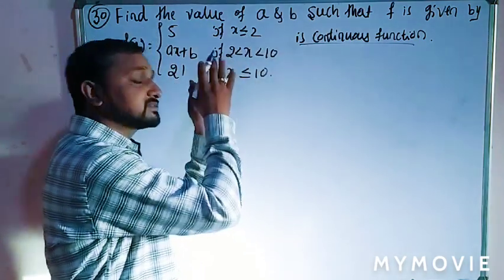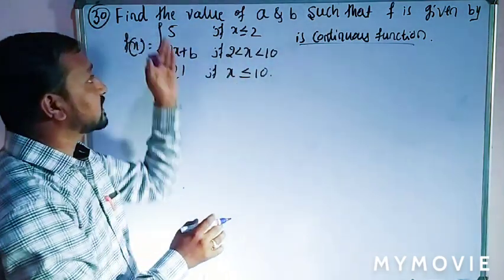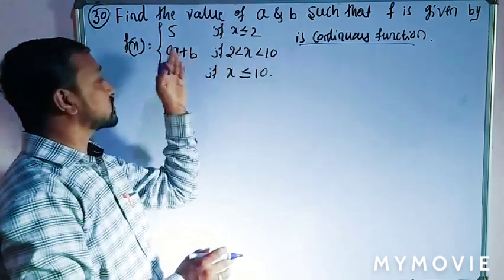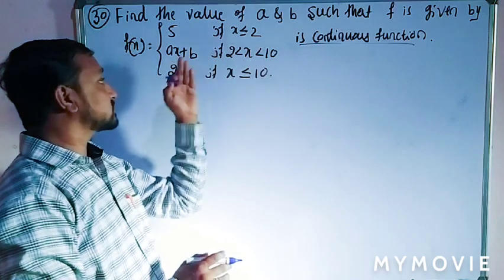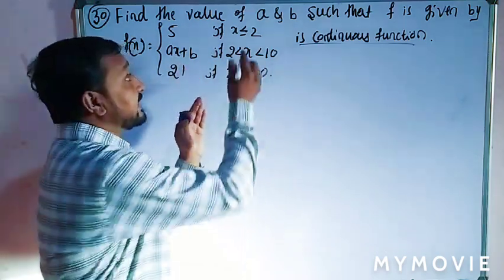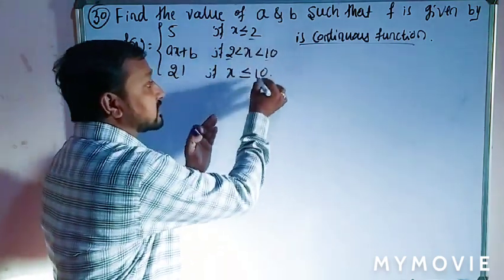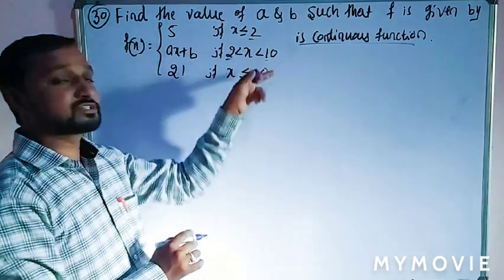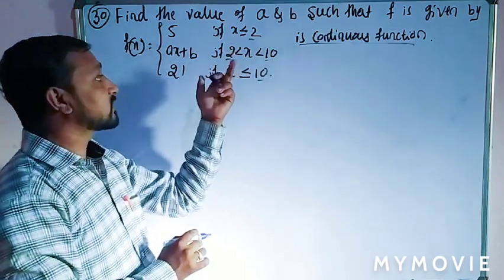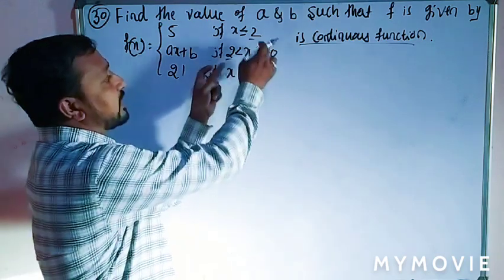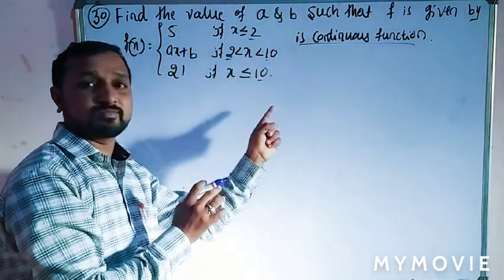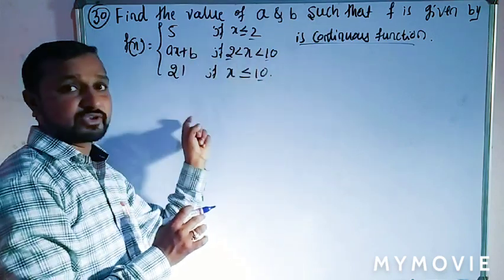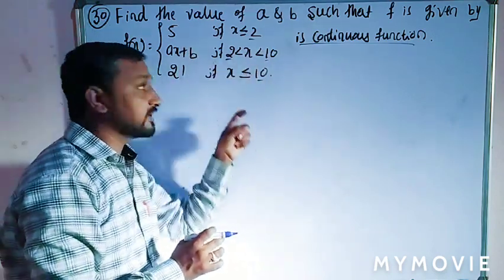The whole function should be continuous for x less than 2, and for x between 2 and 10 this is also continuous, and for x greater than 10 this is also continuous. And at x equal to 2 and at x equal to 10 the function should also be continuous. This type of example we already solved in the previous class.